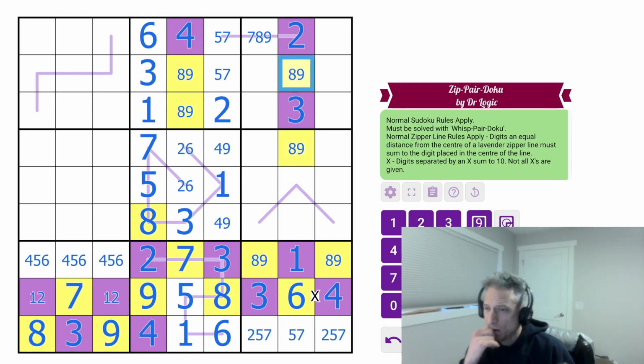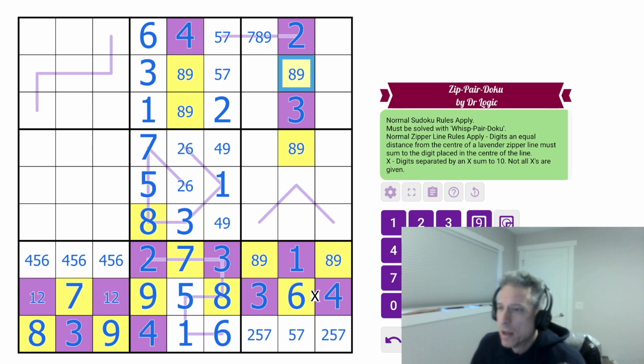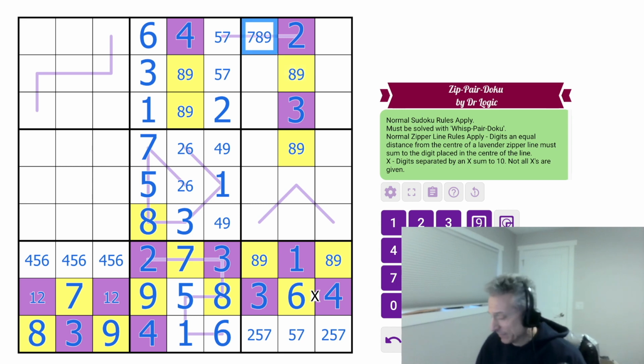Okay, so just to make sure I have this correct, I don't want to screw this up. Box 3, cell 5 is 8-9. Box 6, cell 2 is 8-9. Okay. Exactamundo.